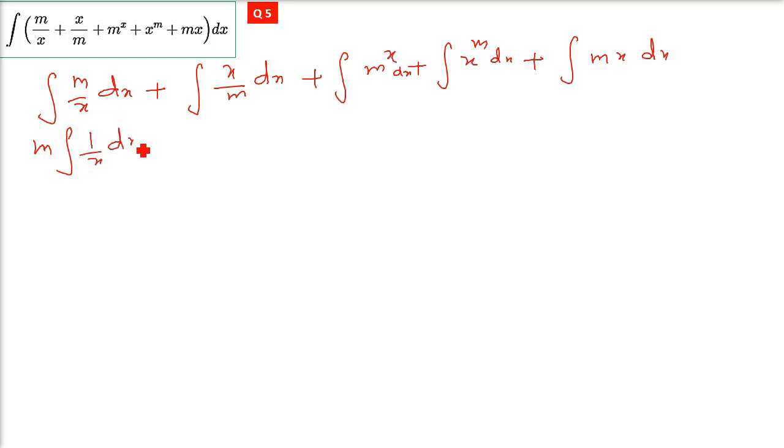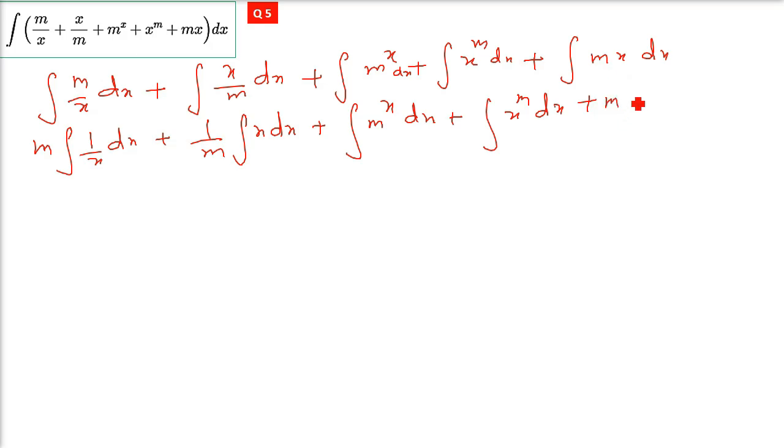Simply 1 by x, different integration we will do. This 1 by m will come outside, x dx integration. This is m raised x dx, this is x to the power m dx. We can directly apply the formula here. And this is mx, m I am taking outside, it is simply x dx. So let us deal with them one by one.